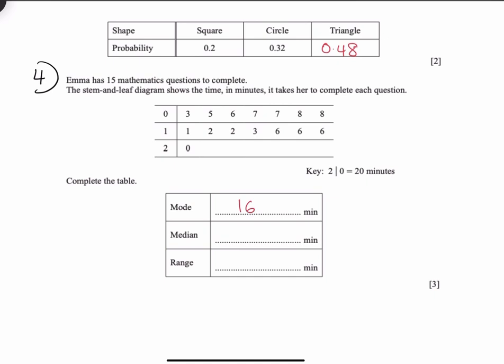The median, so 15 mathematics questions. I'm going to say the position is going to be 15 plus 1 over 2, that is the 8th term. So you count 1, 2, 3, 4, 5, 6, 7, 8, which is going to be 11. After that, the range is the highest minus the lowest. So it's 20 minus 3, and that is 17. And this is question number 4.